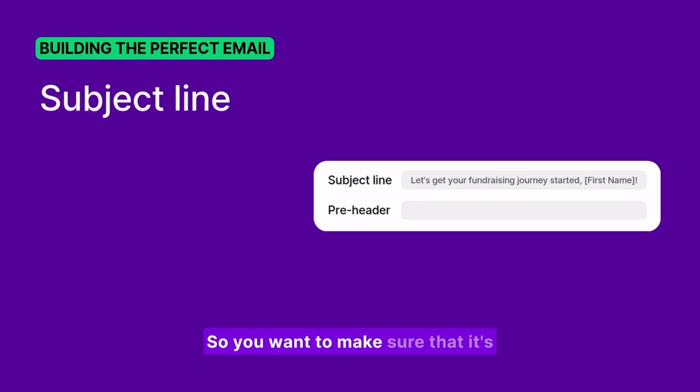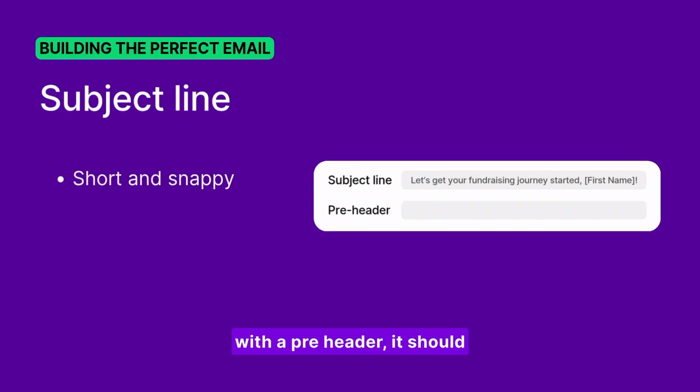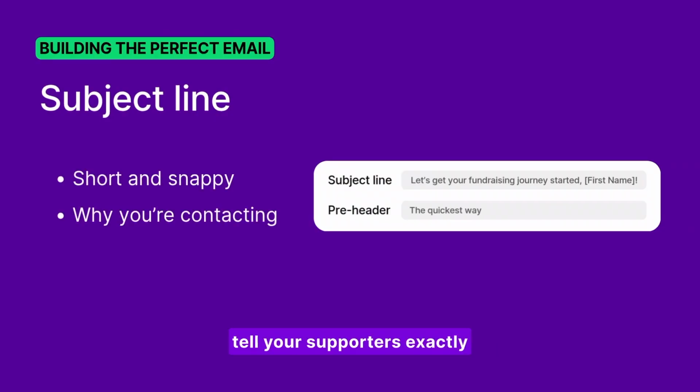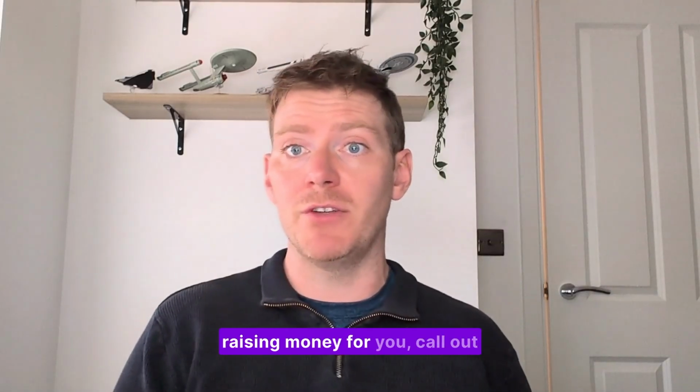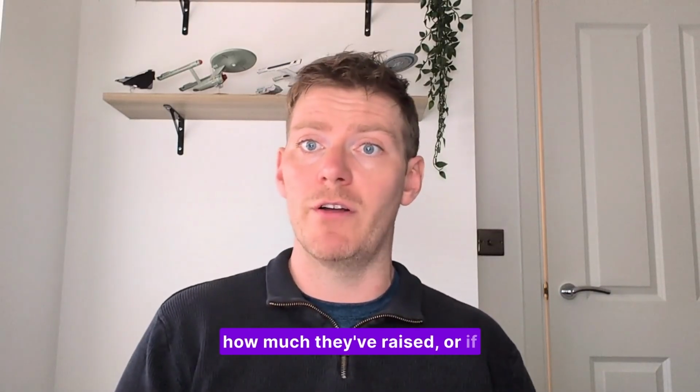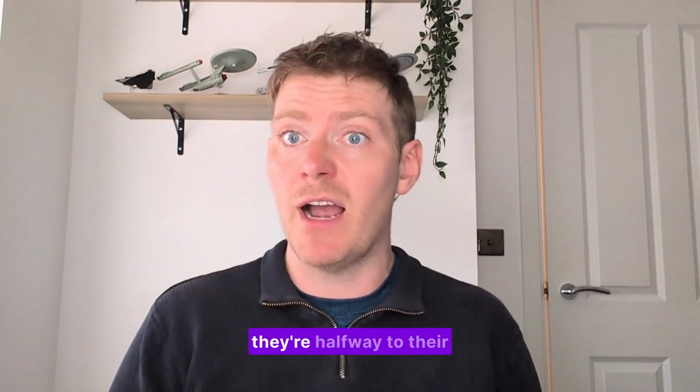So you want to make sure that it's short and snappy, and combined with a pre-header, it should tell your supporters exactly why you're contacting them. And it's a great place to add personalization too. For example, adding their first name, or if they're already raising money for you, call out how much they've raised, or if they hit their target or they're halfway to their target, for example.